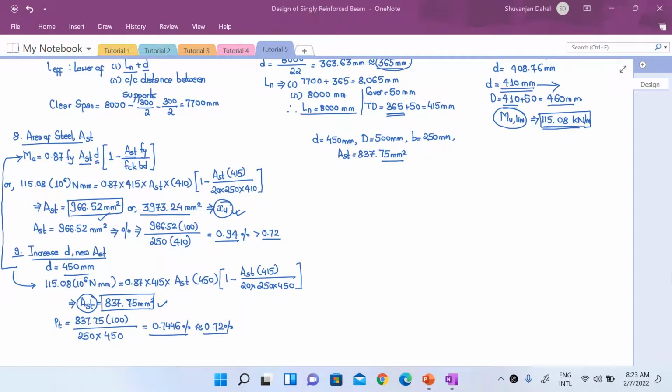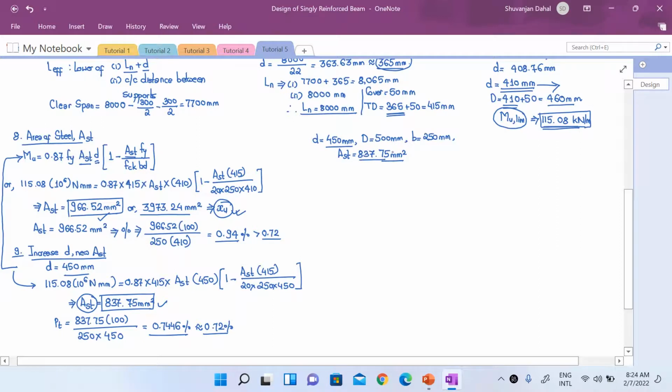So now it seems that our design is complete and everything is okay. But remember that once we have increased the effective depth of our beam to 450 mm from our initial values, we have now increased the self weight of the beam and we have increased the factored load and factored bending moment in that way. So there will be further change in this AST value because of the increased dead load. We will do that in step 10 here.